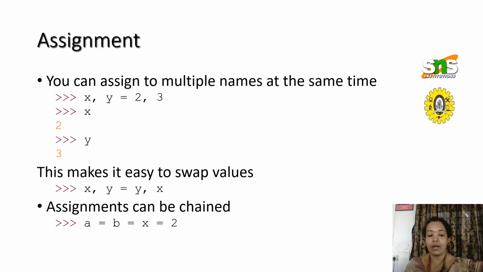I can also assign multiple variables using the equal to sign. Instead of giving a is equal to 2, b is equal to 2, x is equal to 2, I can represent a is equal to b is equal to x is equal to 2. If I have different values, I can go with x comma y is equal to 2 comma 3.